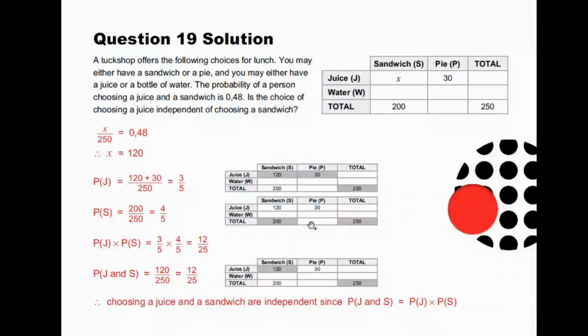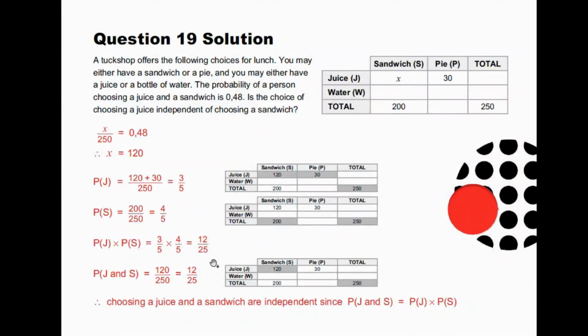Incidentally, I don't need to work out any of these other numbers. I can, but I don't need to, because what's the probability of a sandwich? It's 200 out of 250. Now, for independent, I multiply these two, so times them together, we get the fraction. I need to see what is the probability of getting juice and sandwich. So this is now my x, which I worked out at 120, out of the whole lot, which is 250.